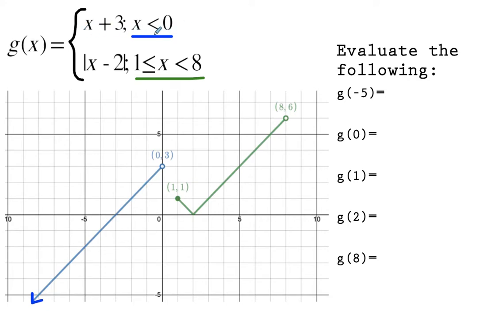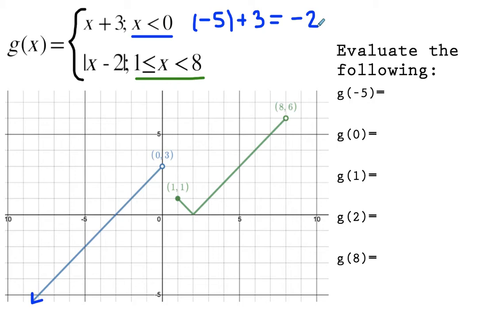Now there's two ways that we can do this. The first way that we can do it is just by looking at the equation. I know that I'm trying to define it at negative 5, so I can replace the x with negative 5 and just plug it into my equation. Negative 5 plus 3 equals negative 2.